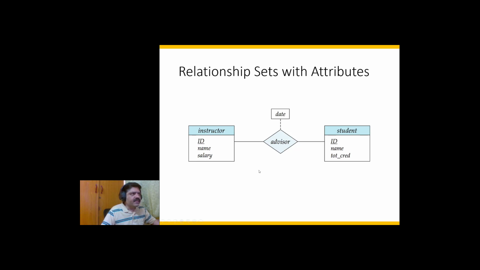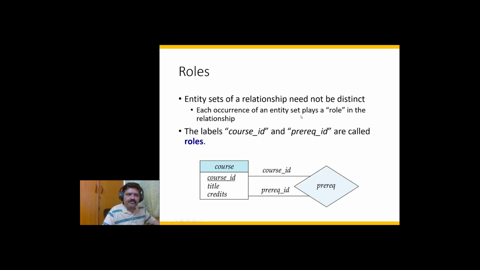The relationship sets may have attributes, and we denote that with a dotted line. So for example, when an instructor advises a student, there might be a date associated with it. There could be multiple attributes here. For example, there could be a start date, there could be an end date, and so on. So we represent them using dotted lines and rectangles.